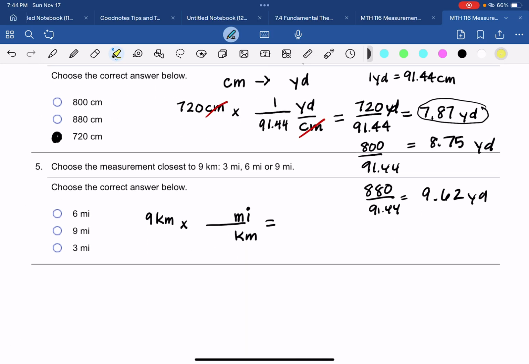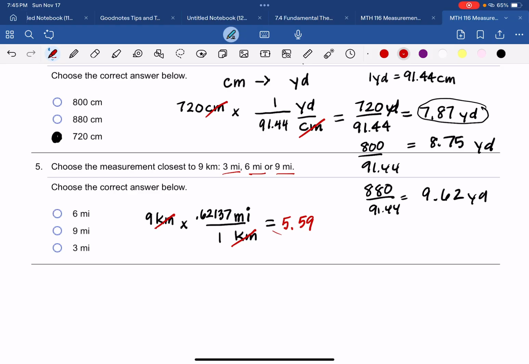So 1 kilometer is 0.62137 miles. So I'm going to do 9 times, because look, that's on the top this time. Kilometers are going to cancel out. So 9 times 0.62137 is 5.59. And we've got to see what's closest to that. So 3 miles, 6 miles, or 9 miles. Well, I can already see that that's pretty close, 5.59, but let's check the others just to see. Okay.